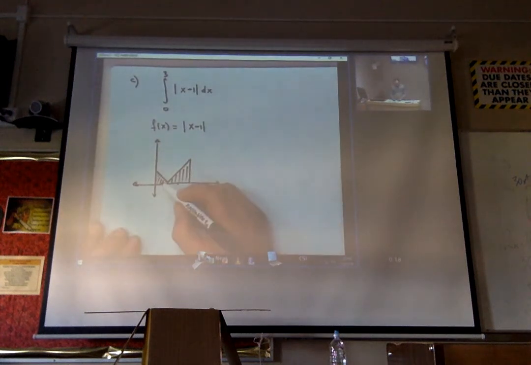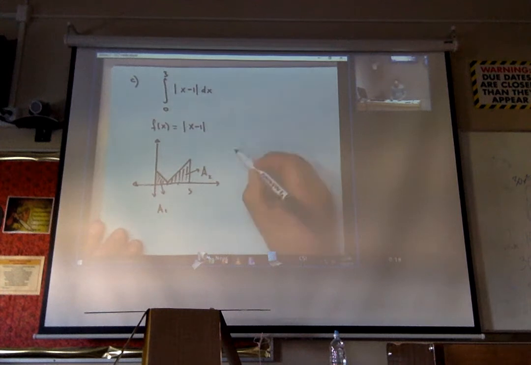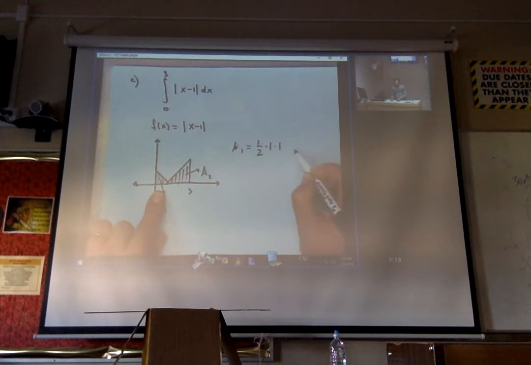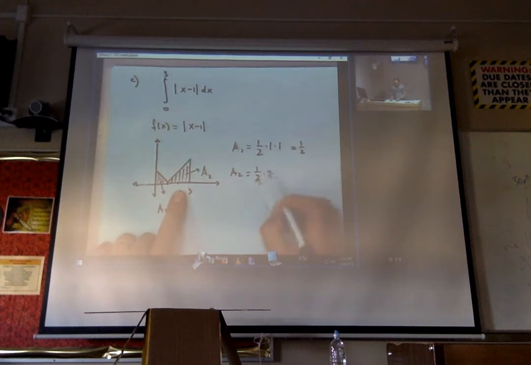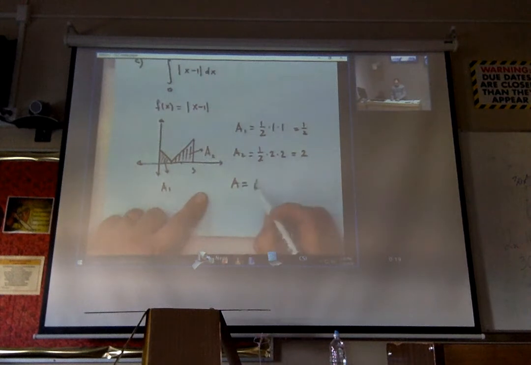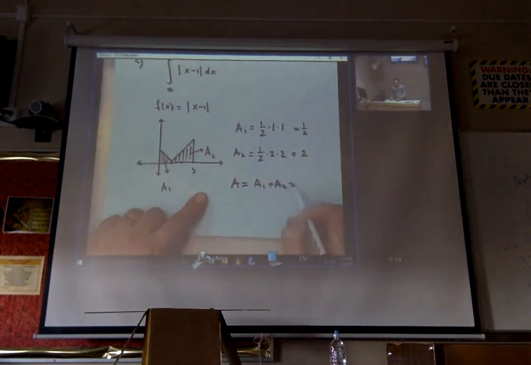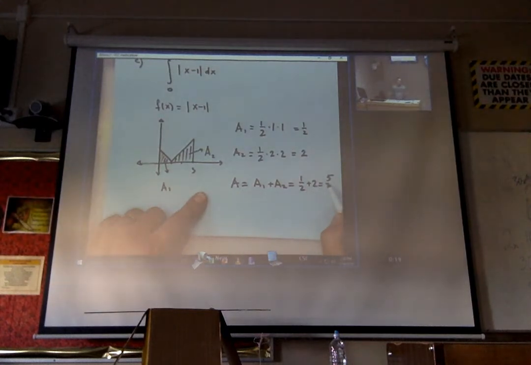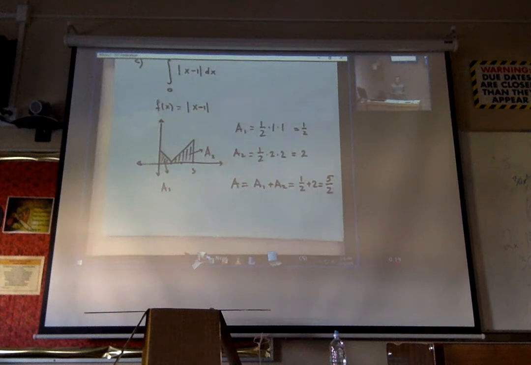Well, and from here again, it's not going to be difficult to find those. So A sub 1 will be 1 over 2, base is 1, height is 1. So it's 1 over 2. A sub 2, right, it's the same we had before. 1 over 2 times 2. Height is 2 again, so we'll get 2. So the total area will be again addition of these two, and it's what? 1 over 2 plus 2, so that will be 5 over 2, or 2.5 if you want. 2 and 1 over 2, right? Did you get the idea?